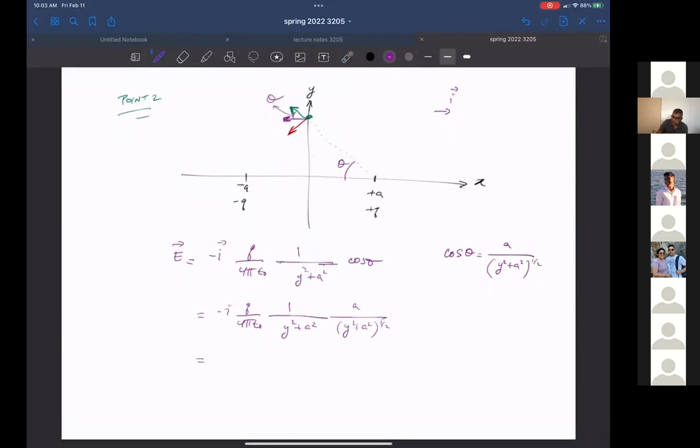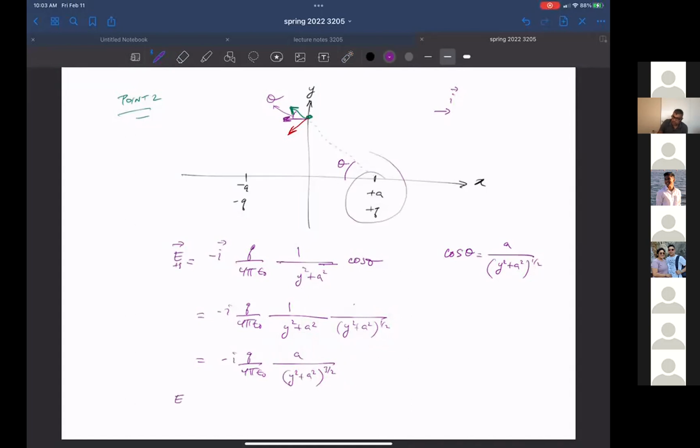Okay, so I end up with minus i Q over 4 pi epsilon naught, a over y squared plus a squared to the 3/2. So I just multiplied this by this, ended up with that to the 3/2. The a just moved here. Okay. And that's just the electric field coming from this positive guy. So I'm going to call it plus Q or something.